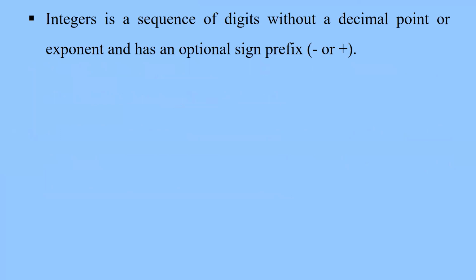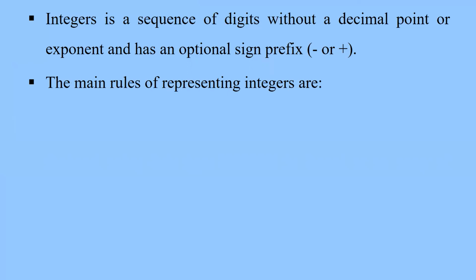An integer is a sequence of digits without a decimal point or exponent and has an optional sign prefix. In other words, integers are simply whole numbers, numbers without a fractional part or decimal point. And they can be accompanied with a negative sign or a positive sign. For example, -2, +2, or just 2, 150, etc., just as I explained in the previous parts in this series.